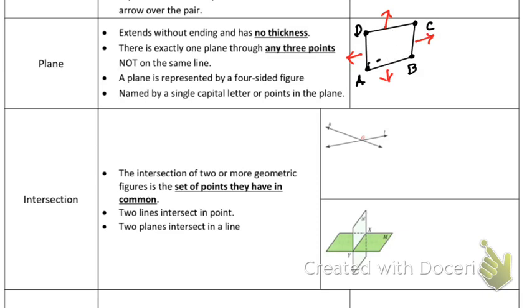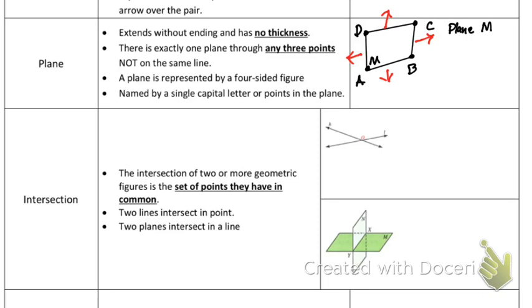Now let's talk about the plane a little bit more. A plane is represented by a 4-sided figure. That's what we got right here. And it's named by a single capital letter or points in the plane. So a single capital letter might appear in the bottom left-hand corner, put a little M there. So we can call this plane M.